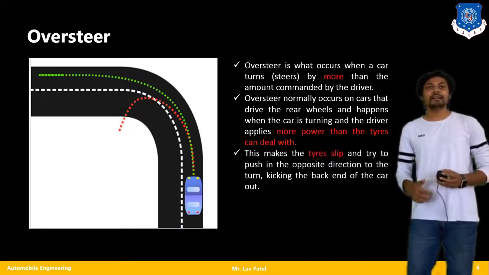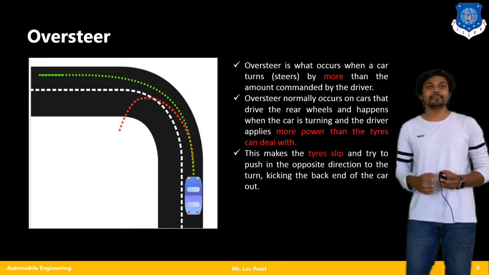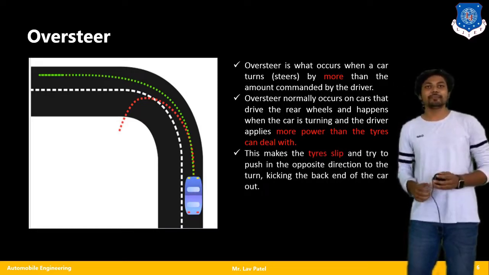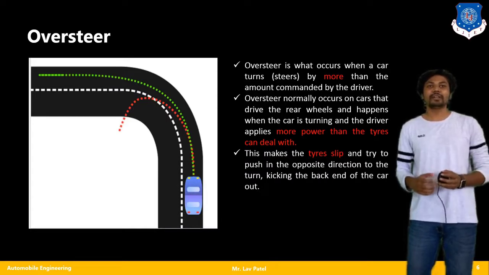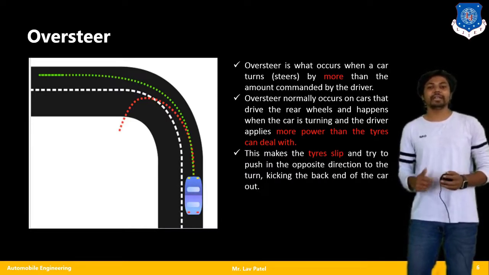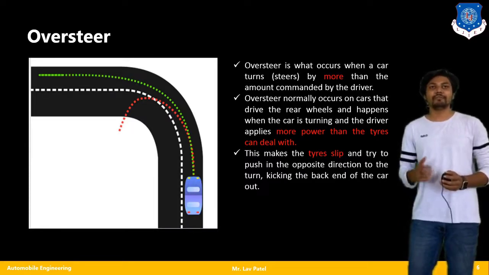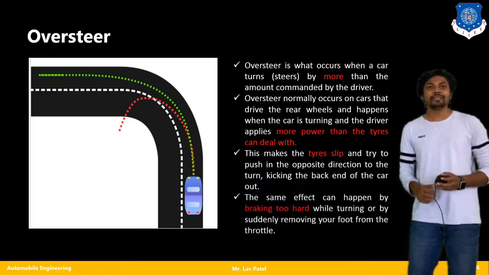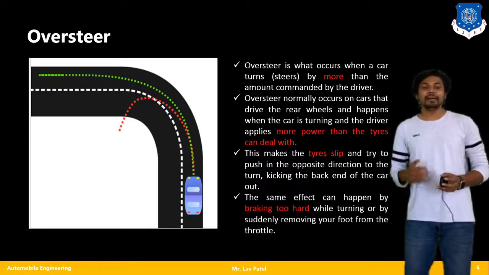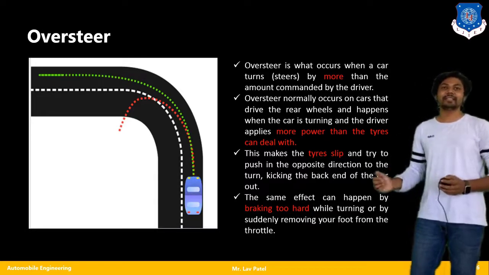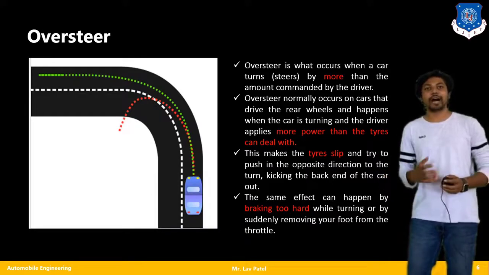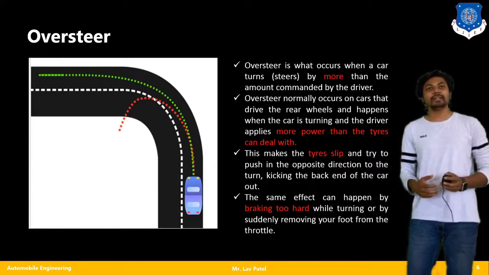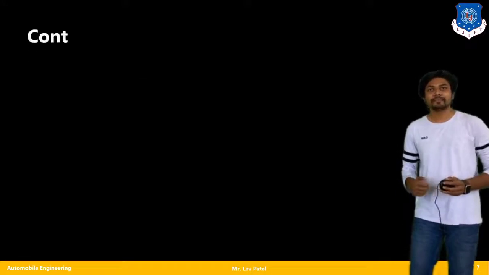Moving further, again tire slip comes into the picture, and the tires slip in the opposite direction to the turn, kicking the back end of the car out. So again, due to that slip difference between front wheels and rear wheels, you will find the oversteering effect. The same effect can happen while braking too hard. Again, as I said for understeer, if I am applying hard force to my brake pedal, oversteering is going to happen.